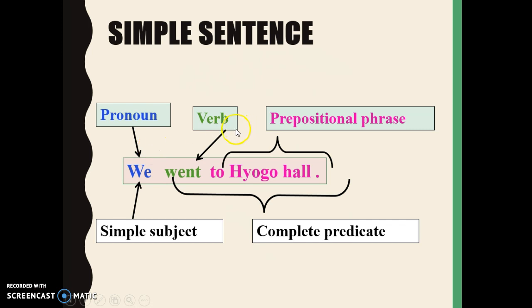Alright, so here we have we went to Hugo Hall: the simple subject is a pronoun, then the verb went. Okay, this is actually a complete predicate. Why? Because it consists of a verb and also a prepositional phrase. Don't make it too complicated. Just remember, a simple sentence can stand on its own. It is a complete thought. It can be understood, meaning that it makes sense. We went to Hugo Hall, so you understand.